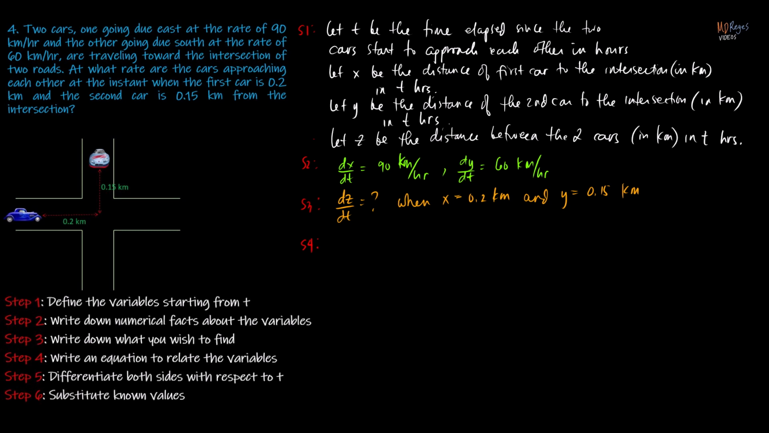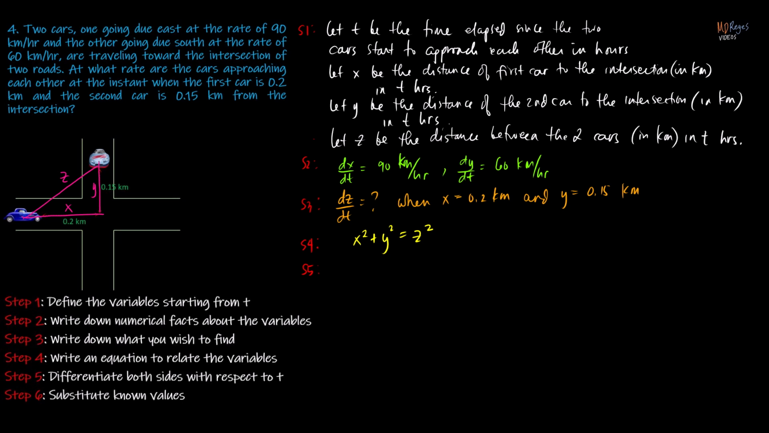Now to relate the three variables that we have, x, y, and z, we can create the right triangle in our figure, where this is x, the distance of the blue car to the intersection, this is y, and then this is z. Alright, so using the Pythagorean theorem, because we have a right triangle in our figure, the Pythagorean theorem for that particular triangle is x squared plus y squared is equal to z squared. So we have the relationship among our three variables. We're ready for step 5.